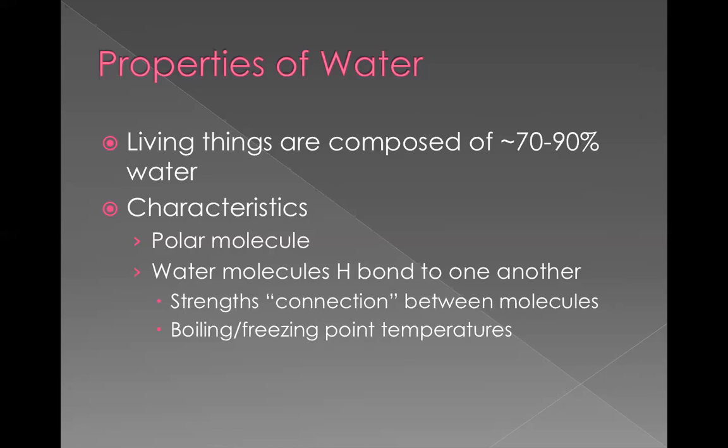We have hydrogen bonding to one another. This strengthens the connection between molecules, which also gives it a much higher boiling point and a higher freezing point. Okay, so for example, alcohol both boils and freezes at a much lower temperature than water does. Okay, and it's really important. So our body is, I think humans, if I remember correctly, are something like 75% water.